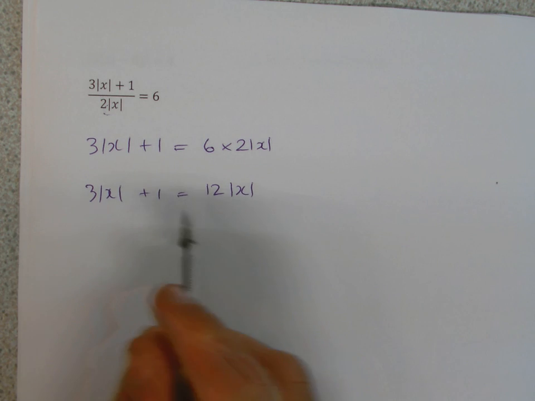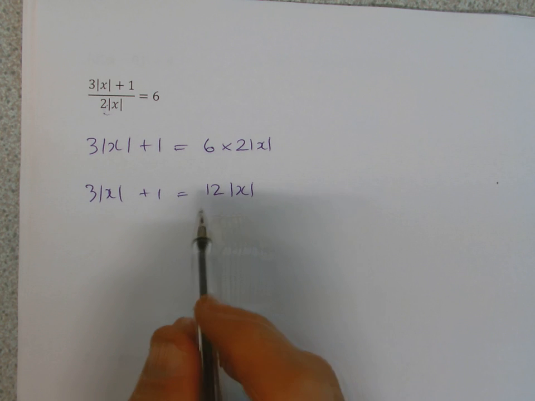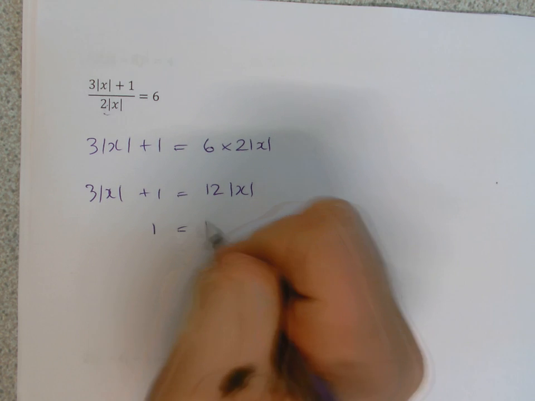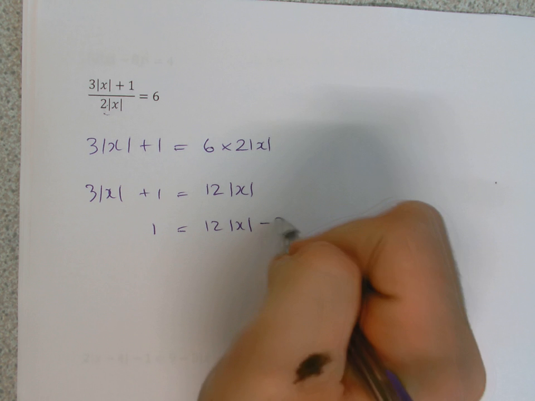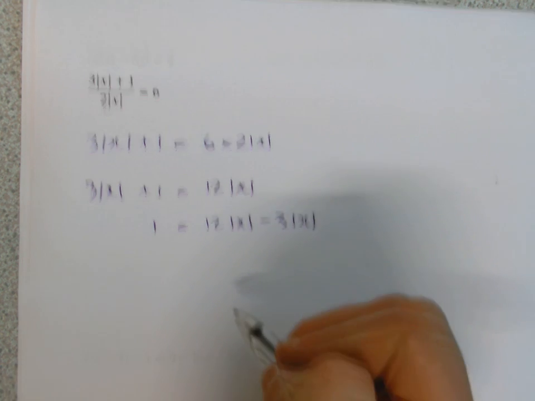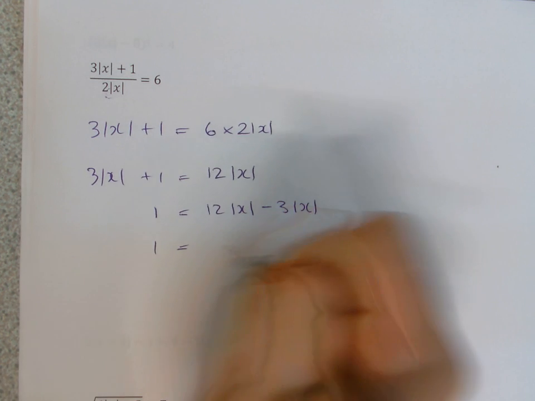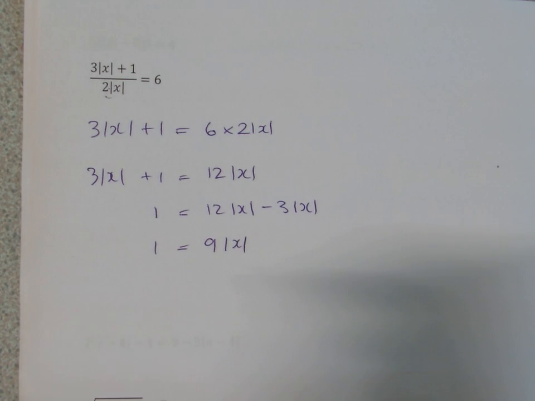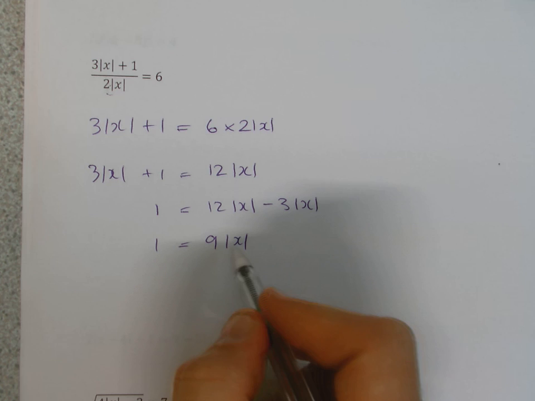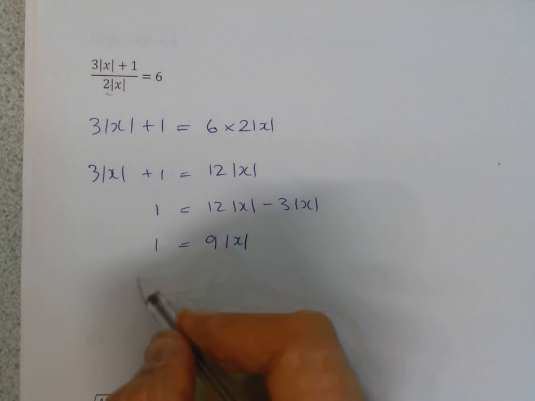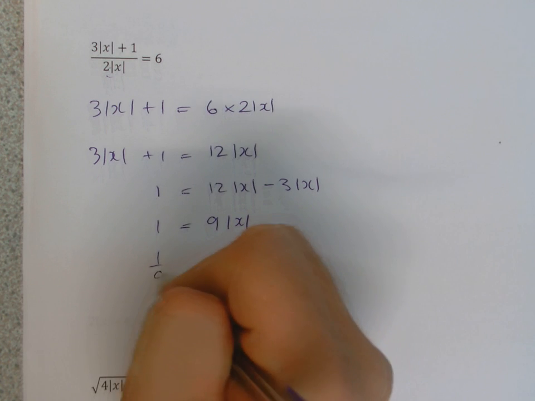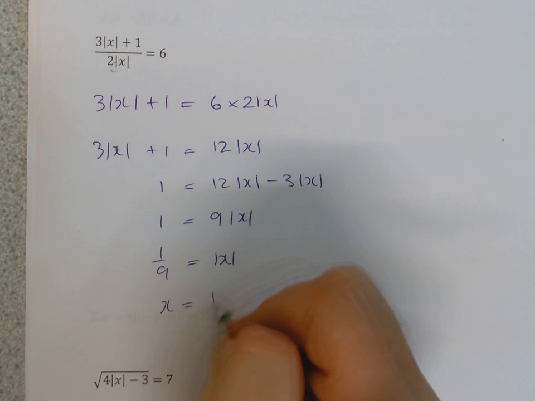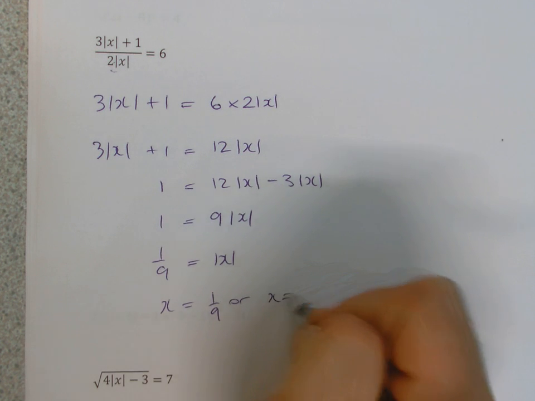Then get the mod x's onto one side. I think in fact it might be better in this case if I leave the 1 there and take that 3 mod x over there, because it works out a bit nicer in terms of our numbers. That becomes positive 9 mod x. Of course, to get mod x now on its own, I need to take that 9 over and divide. So 1/9 equals mod x, which means then x could either equal 1/9 or x could equal minus 1/9.